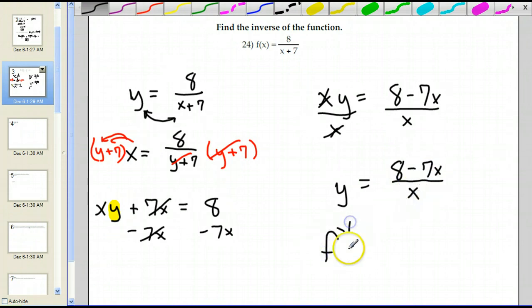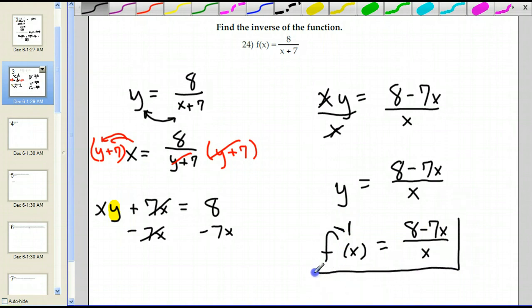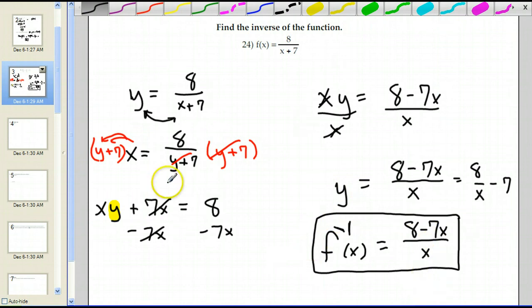Technically the last thing you're supposed to do, if you started with function notation, is go back to function notation. And so the inverse function is f with that little -1 superscript up there. If you wrote this as 8 over x minus 7, and notice this 7x and x would cancel, if you just wrote it like that, then that would be alright. I'd give you credit for that. But this is fine as well. Either one of those I would give you credit for.